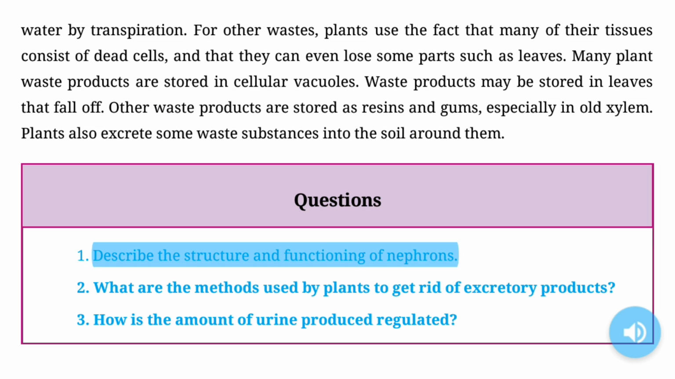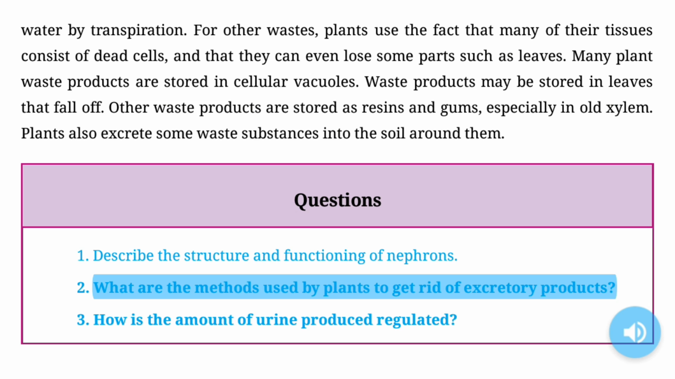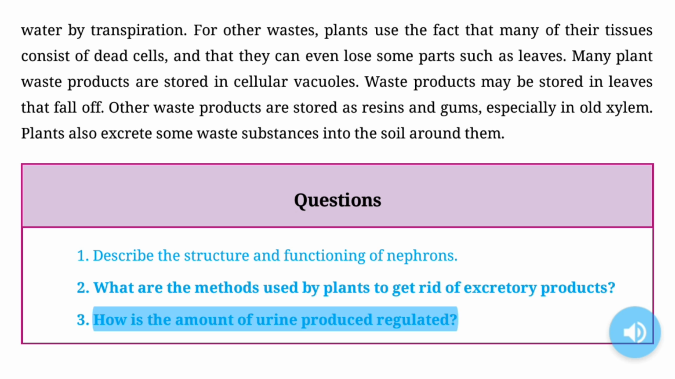Questions. 1. Describe the structure and functioning of nephrons. 2. What are the methods used by plants to get rid of excretory products? 3. How is the amount of urine produced regulated?